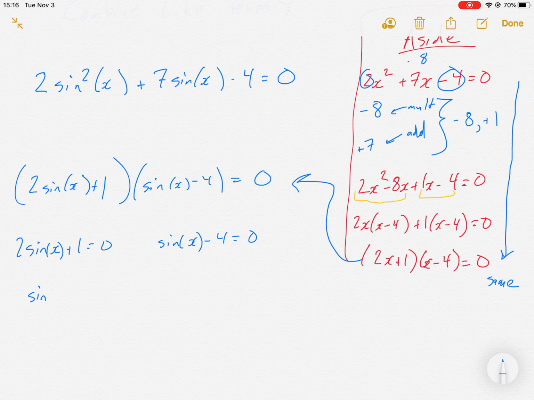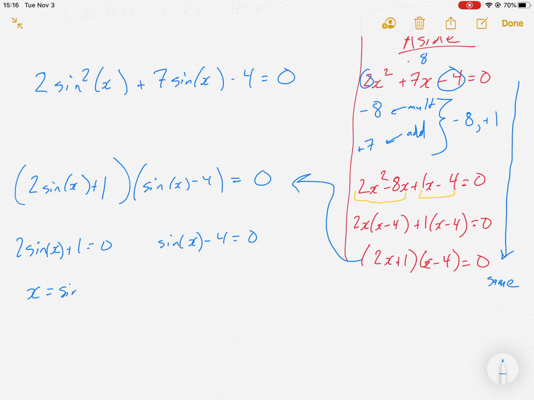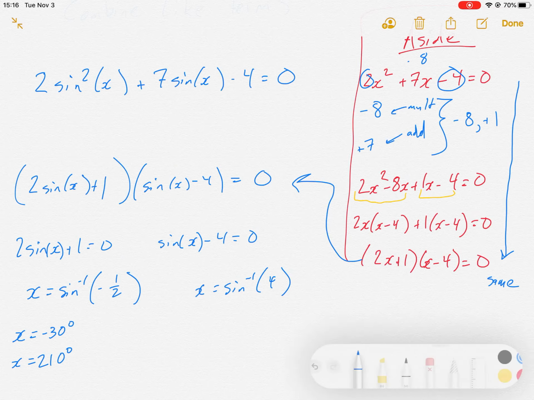Solving would give me, let's just go straight to the final part here. X would be sine inverse of negative 1/2. And x equals sine inverse of 4. Plugging these into the calculator, or you might double check the unit circle because negative 1/2 does show up on the unit circle. You end up with negative 30 degrees, which means we also get 210 degrees. Let's go ahead and just add 360 right away. So we get 330 degrees there.